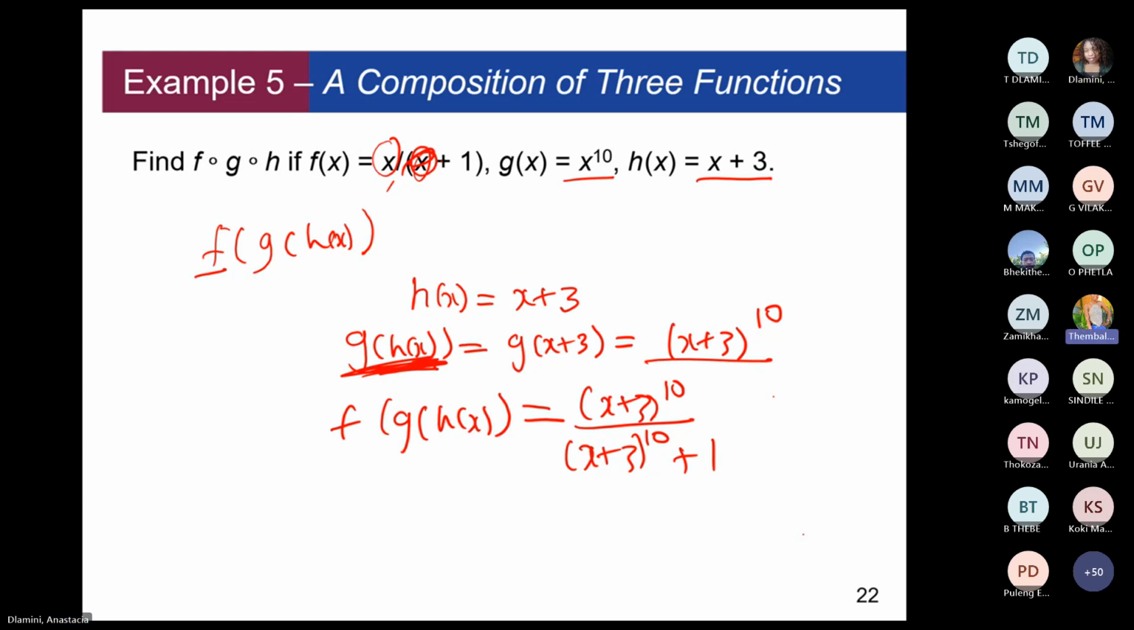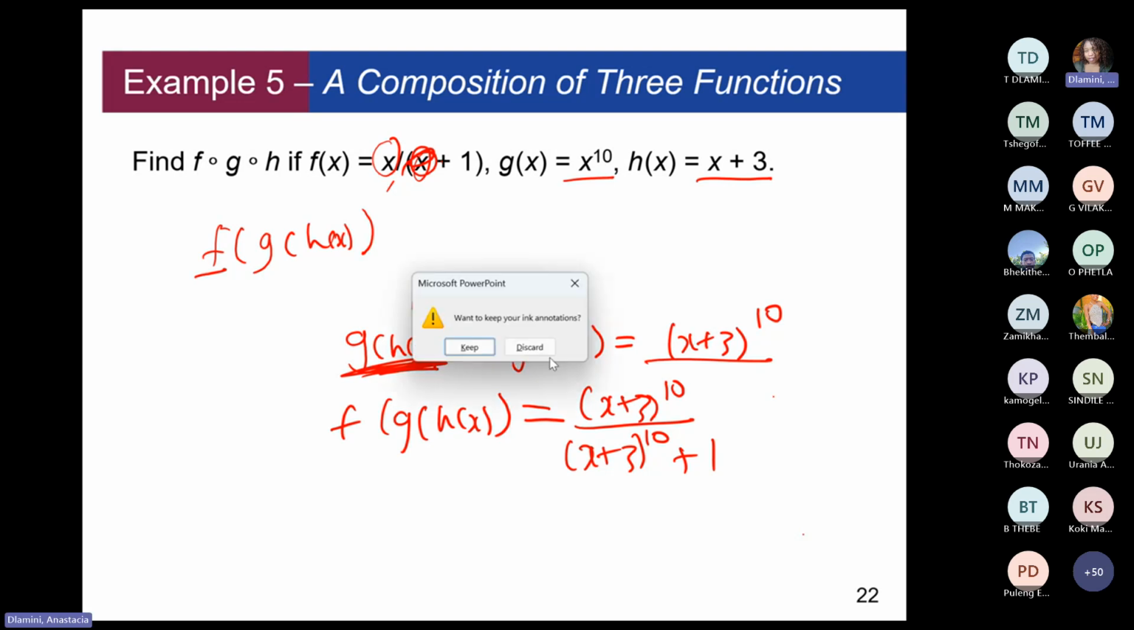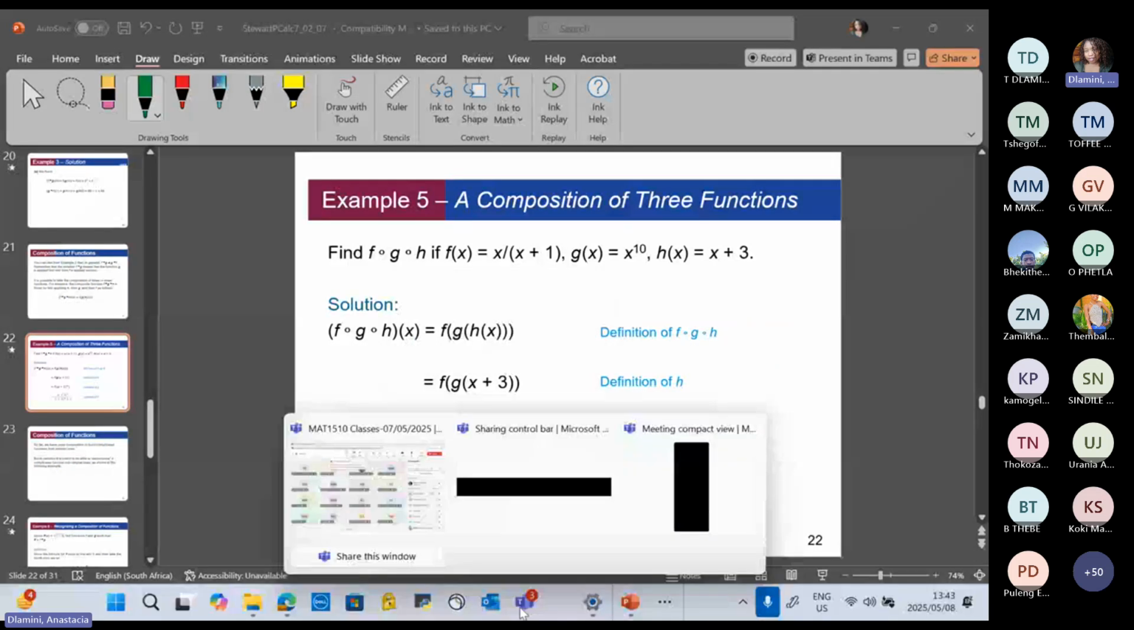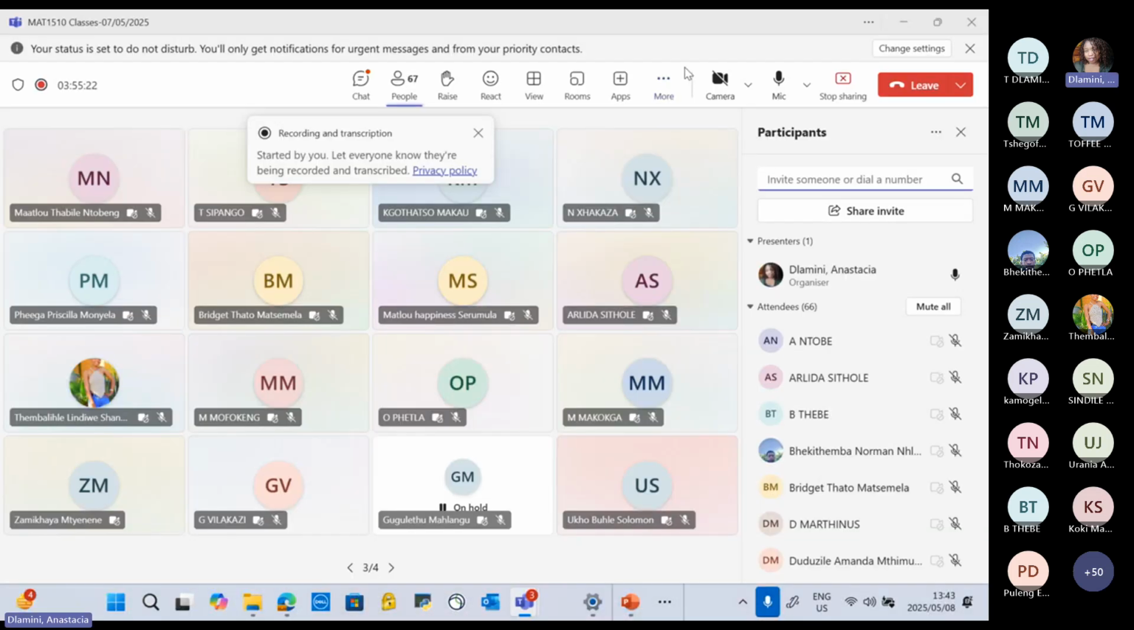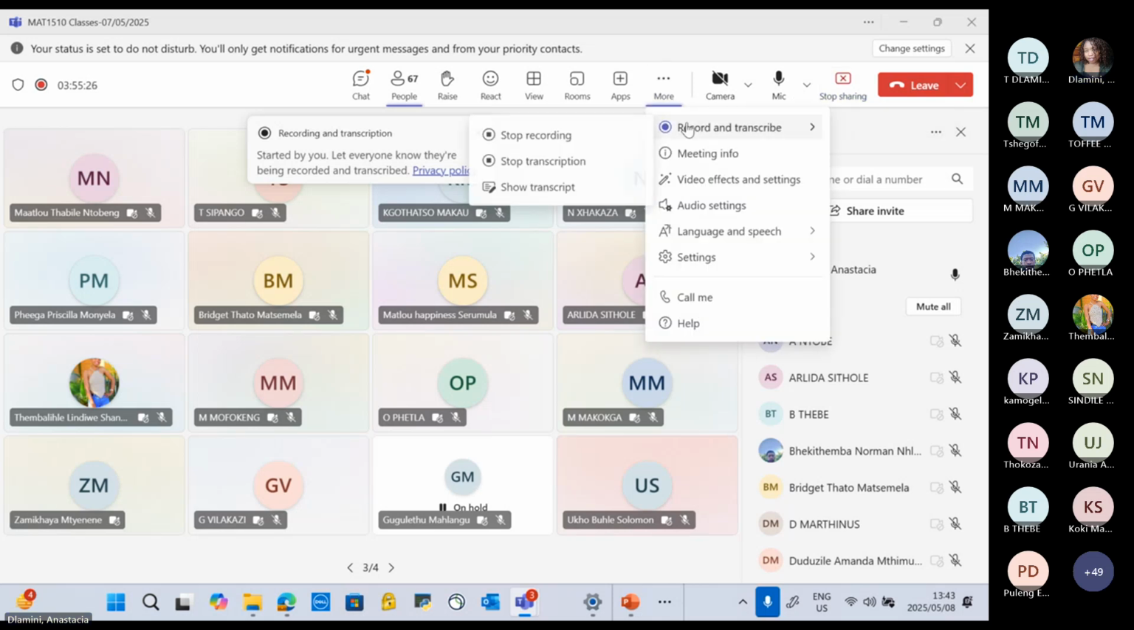Okay, I understand now. Okay, I'm stopping the recording. I don't know how many hours it is, but this was one long section.